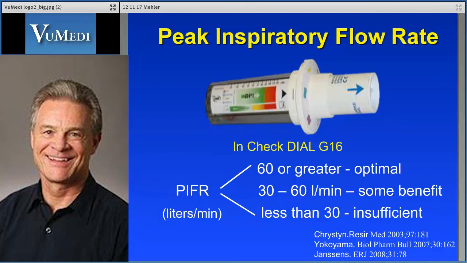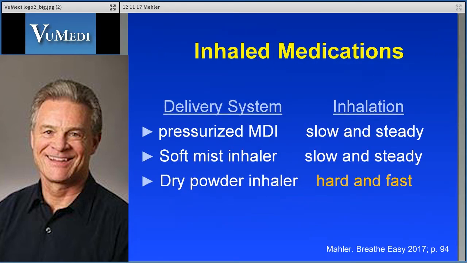If the peak inspiratory flow rate is less than 30 liters per minute, that is considered insufficient. A peak inspiratory flow rate between 30 and 60 provides some but less than optimal benefit. The dry powder inhaler inhalational technique is hard and fast, as opposed to slow and steady with the metered dose inhaler and the soft mist inhaler.